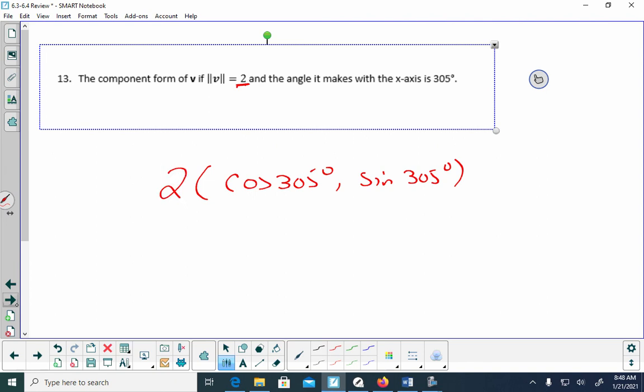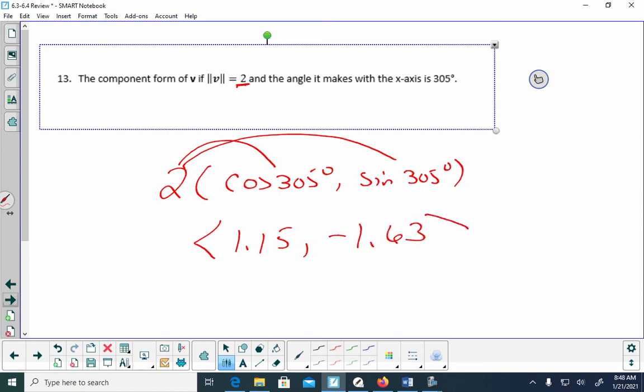So on my calculator, and I'm going to do it all on my calculator in one straight shot, I'm going to take 2 times the cosine of 305, and I get 1.15. Take 2 times the sine of 305 degrees, and I get -1.63. And that is my component form of a vector with an angle of 305 degrees, magnitude of 2.